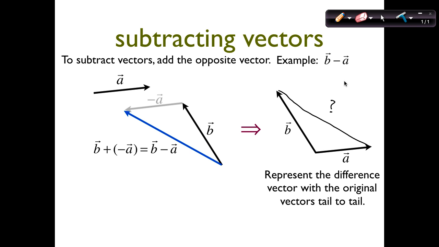Yeah. It doesn't have to be, right? So B could have been like this and A like this. So I could still do B minus A. So the relative magnitudes don't really come into it.